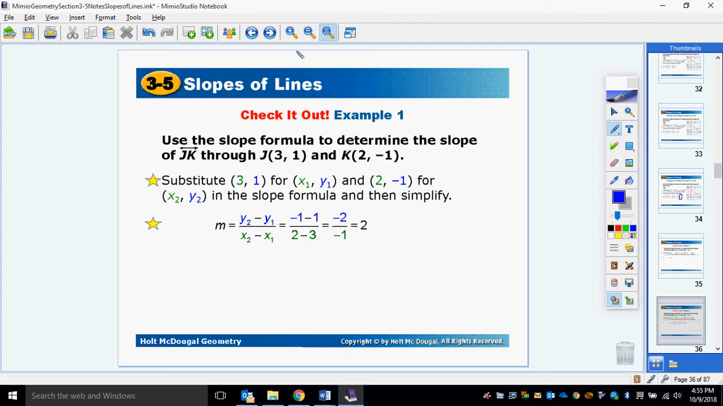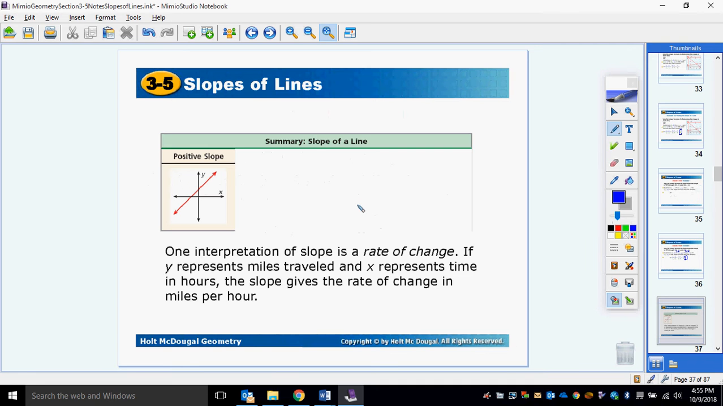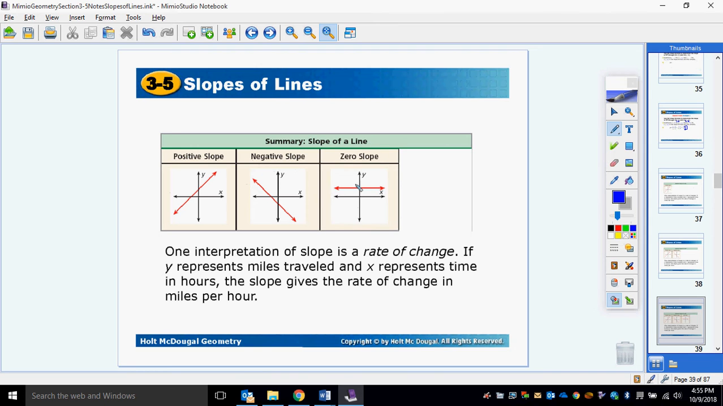And then we practiced using the slope formula to determine the slope through 2 different points. So we labeled these x1, y1, x2, and y2. We plugged them into the formula and we reduced our fraction and got 2. Again, positive slope is increasing, negative slope will be decreasing, 0 slope is a horizontal line, and undefined slope is a vertical line.